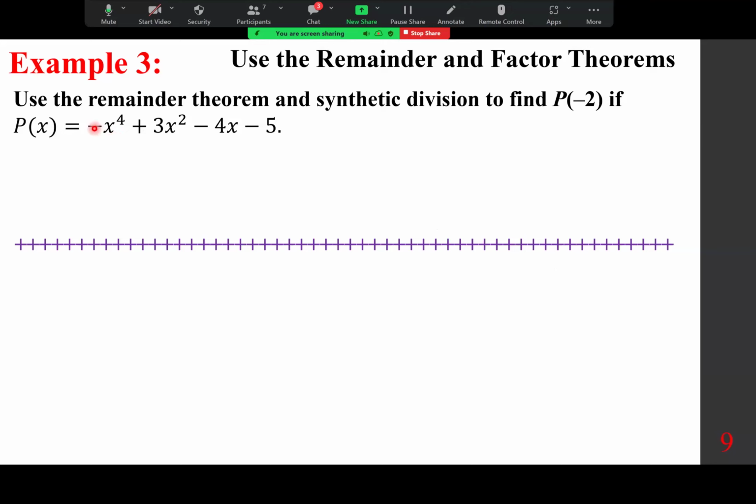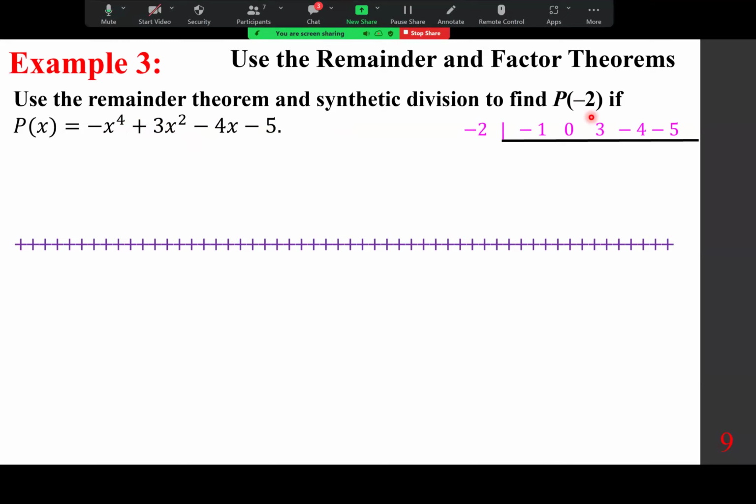We write all of them in descending order. So this is -1. I don't see x cubed, so I have to put 0, then 3, -4, -5. I need all of those numbers. Even if you don't use a placeholder in a long division, it might work. In this case, it will not work. So I'm going to repeat: -1, there's no x cubed so 0, then 3, -4, -5. And we want p of -2, so we put -2 there.